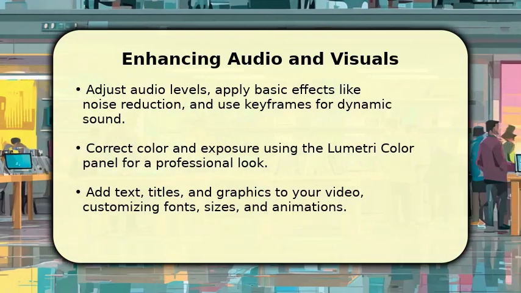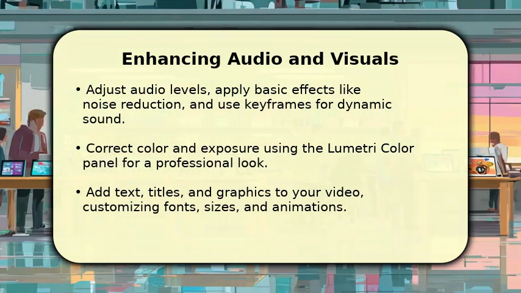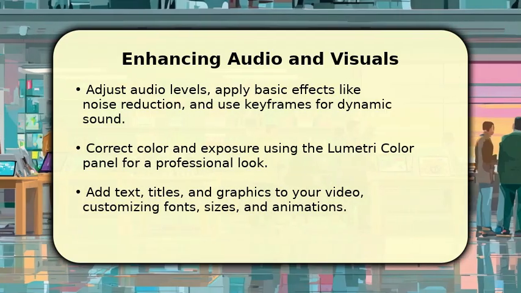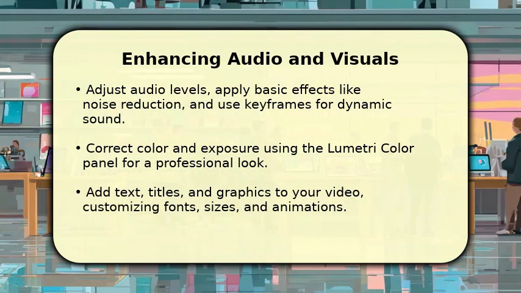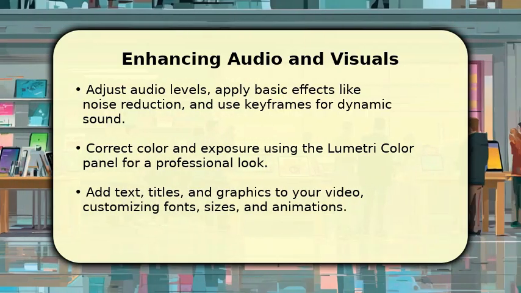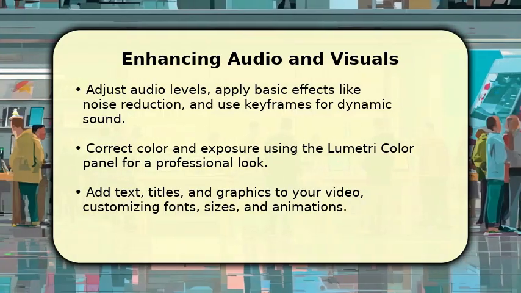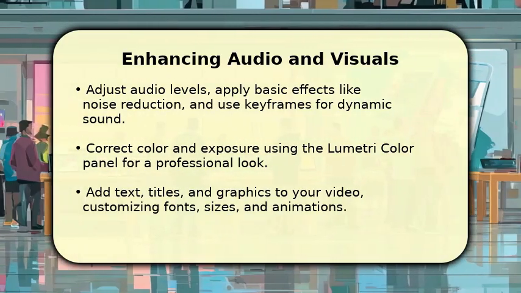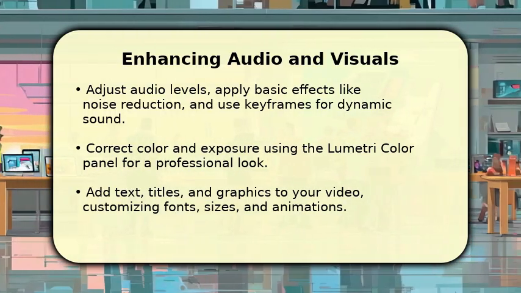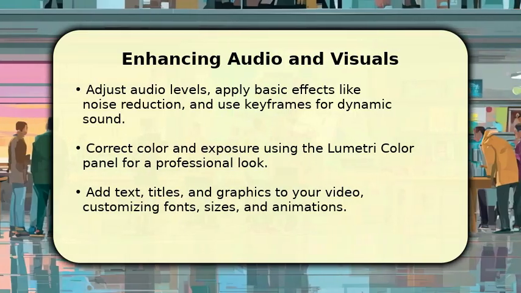To enhance your video, focus on audio and visuals. Select an audio clip on the timeline and open the Essential Sound panel to adjust volume or apply effects like noise reduction. For visuals, use the Lumetri Color panel to correct exposure, white balance, and saturation, aiming for a natural look. Add titles and graphics by selecting the Type tool or importing pre-made assets, positioning them carefully for maximum impact.